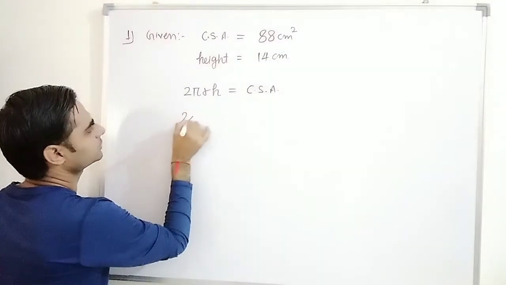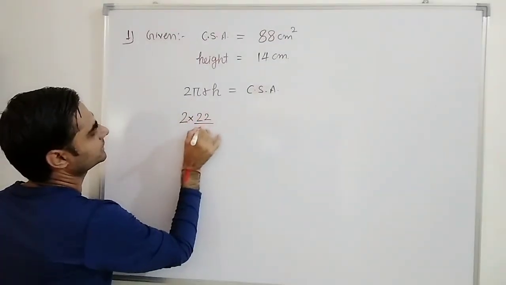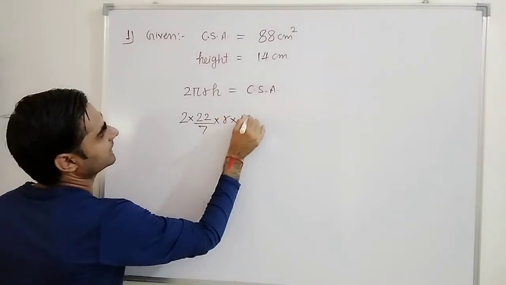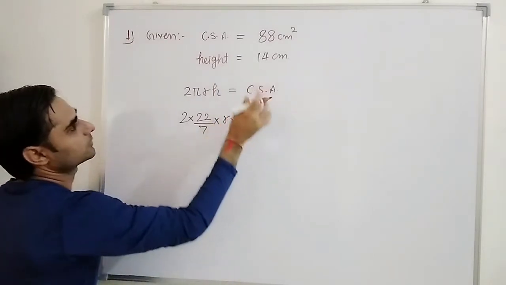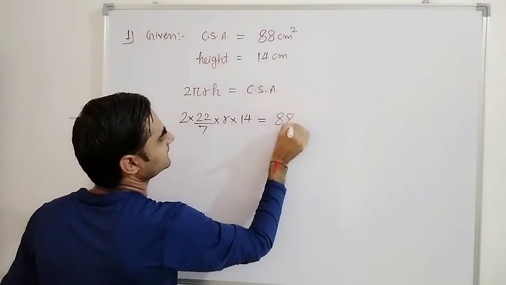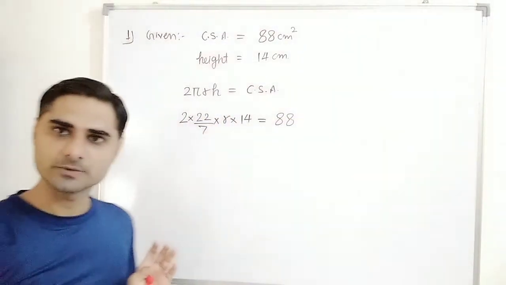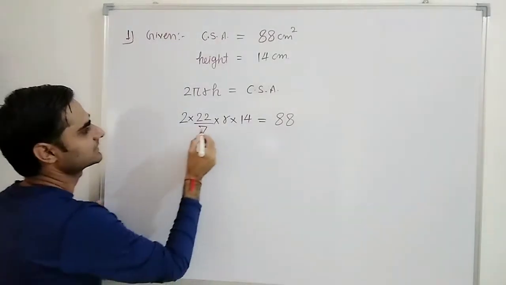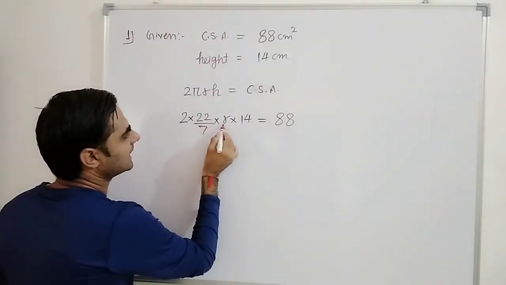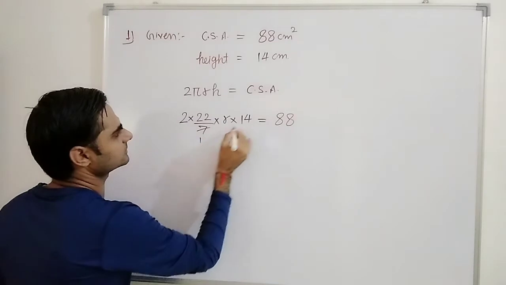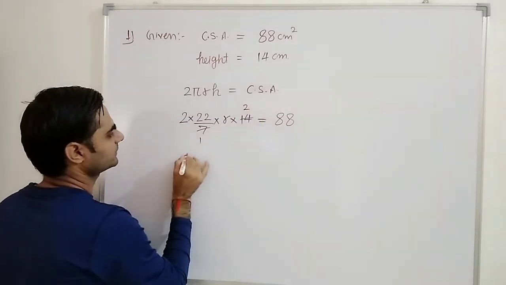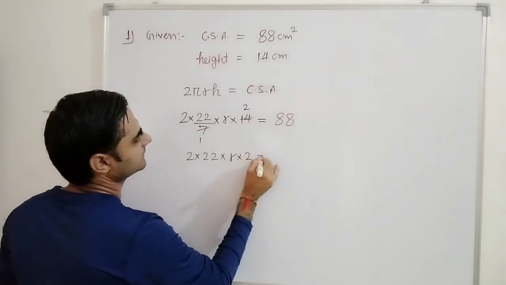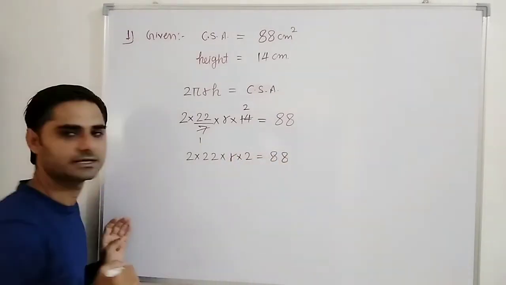Okay, this will be equal to 2 multiplied by 22 upon 7 multiplied by r, we don't have r, h we have, that is 14, will be equal to, curved surface area is 88. Can we put this value as it is? Okay, now next one, see, this r we will put here. You can divide also. 7 into 14 gives 2. So we have now 2 multiplied by 22 multiplied by r multiplied by 2 is equal to 88.